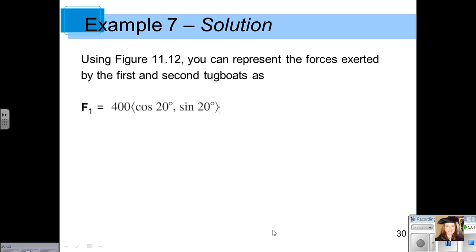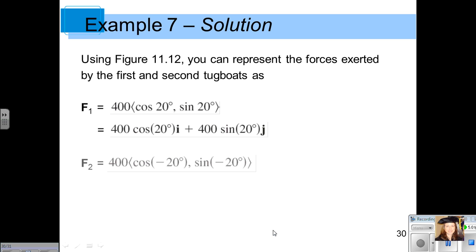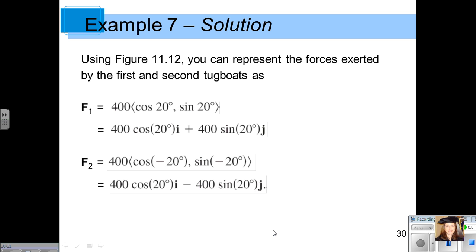Okay. So here's how we find F1. Again, it's the magnitude of 400 times the cosine of 20 degrees and sine of 20 degrees. And you can also write that using angle brackets or the unit vectors i and j. And then F2 is 400 cosine of negative 20 and sine of negative 20. And you can write those using i and j. Now the resultant force is going to be adding those two together.